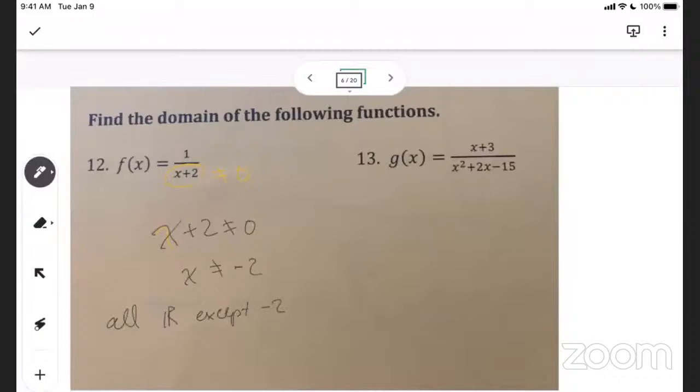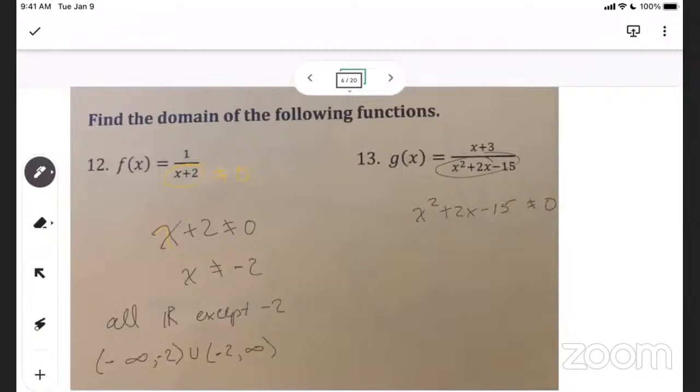Or if you're writing it in interval notation, negative infinity to -2 union -2 to infinity. Gotcha. Same thing for this one over here. x squared plus 2x minus 15 cannot equal 0. Well, how many potential answers are there going to be for this one?